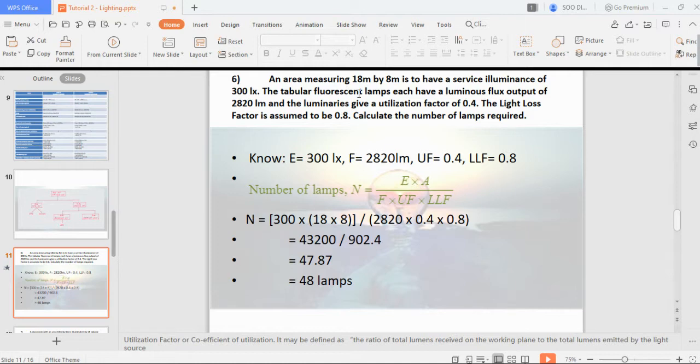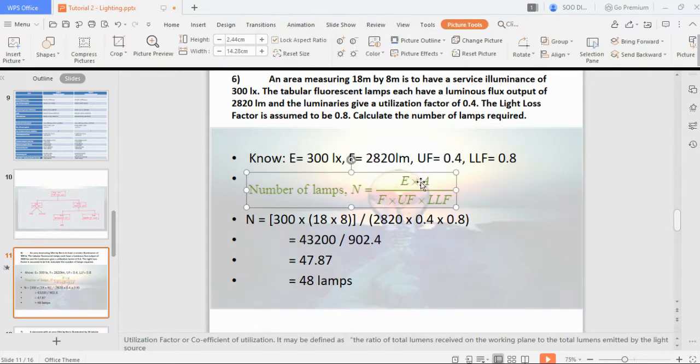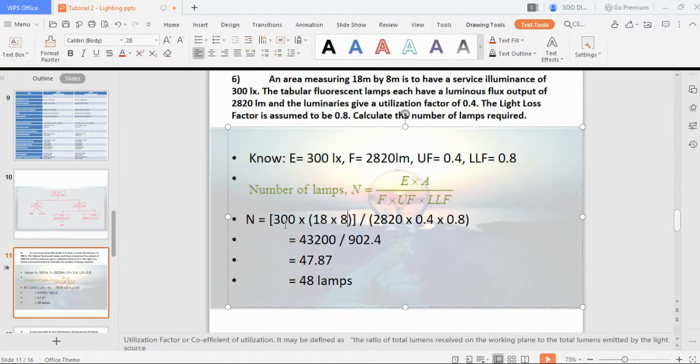You are given an area measuring 18 meter by 8 meter to have a service illuminance of 300 lux. Each lamp has an output of 2,820 lumen, and you're given a utilization factor of 0.4 and a light loss factor of 0.8. So you just substitute the info into the formula and you'll be able to find the number of lamps required. This is pretty straightforward.